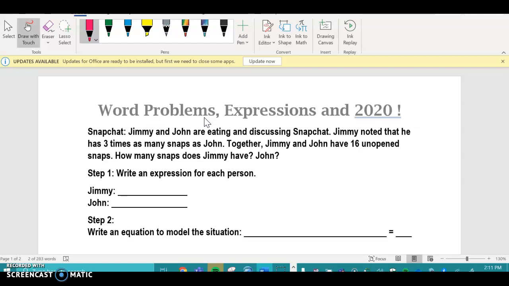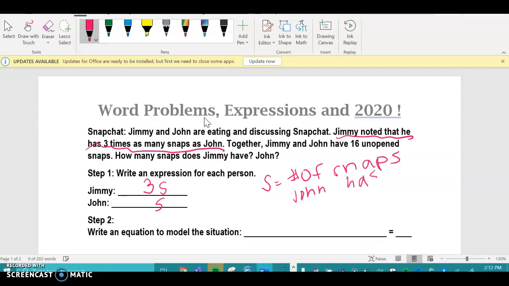Well, the first step is they want you to write an expression for each. So before I do that, I'm going to go in and I'm going to underline my key words. It says Jimmy noted that he has 3 times as many snaps as John. So that means he has 3 times as many snaps as John. Well, John must have S snaps then. So S has to be the number of snaps John has, because Jimmy has 3 times more than John.